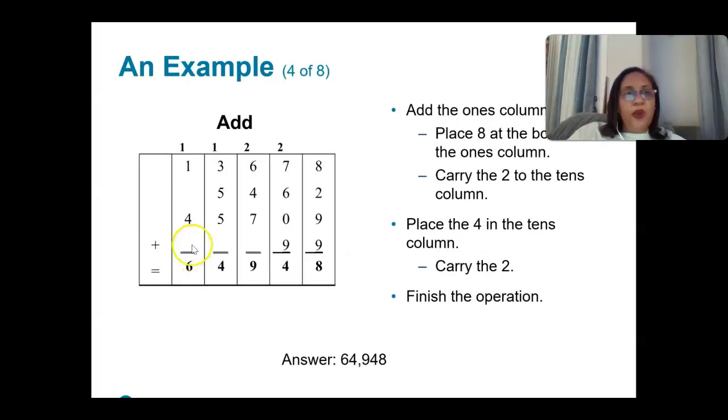So here's a pretty big one. So 1, 3, 6, 7, 8. Okay, and then I'm going to add up all these numbers. So this would be 10 plus 18, which is 28. That's why we carry 2, and so on. Okay, you can pause this video to practice.